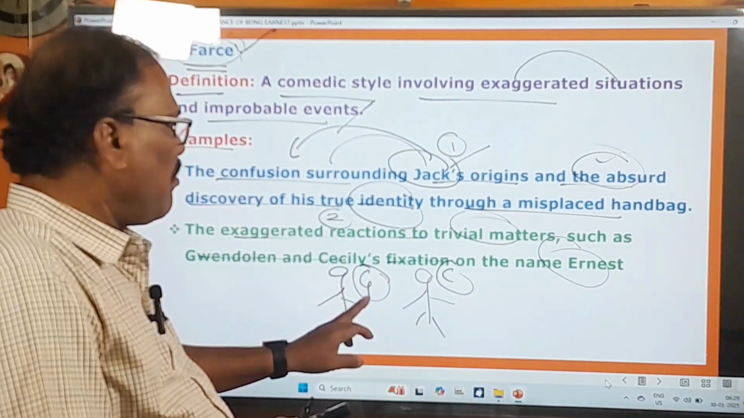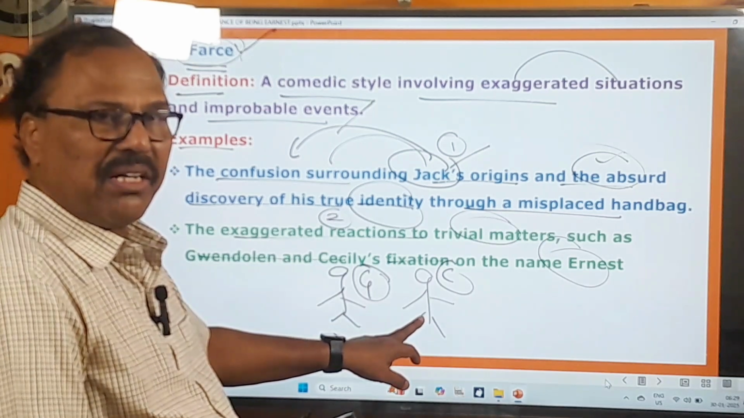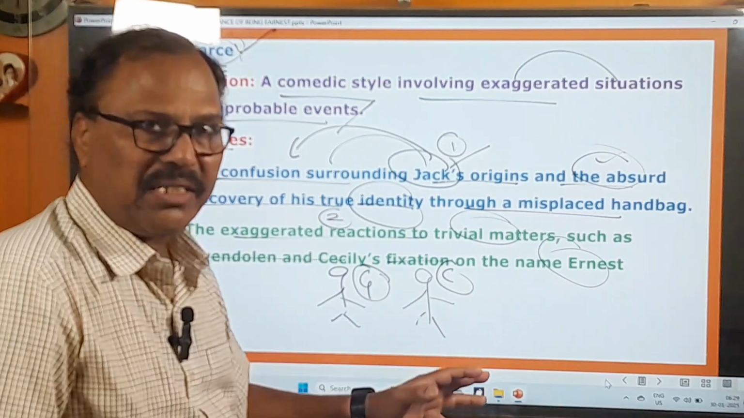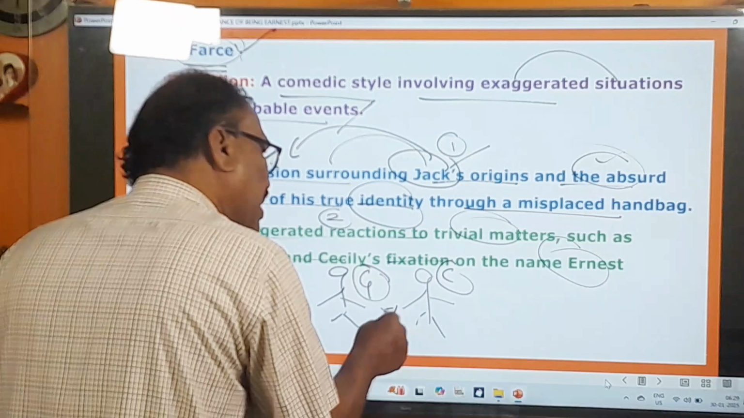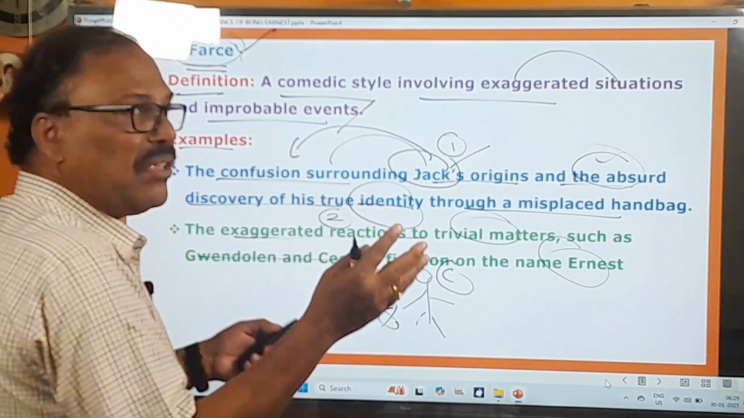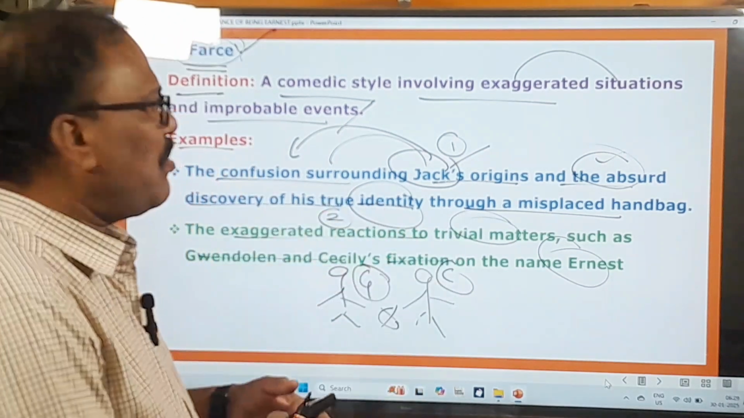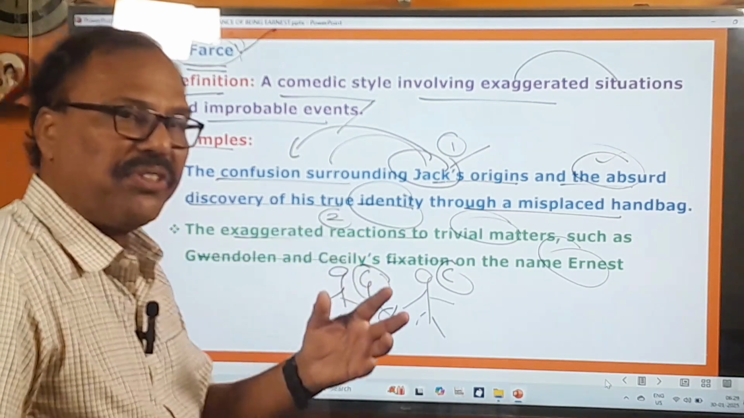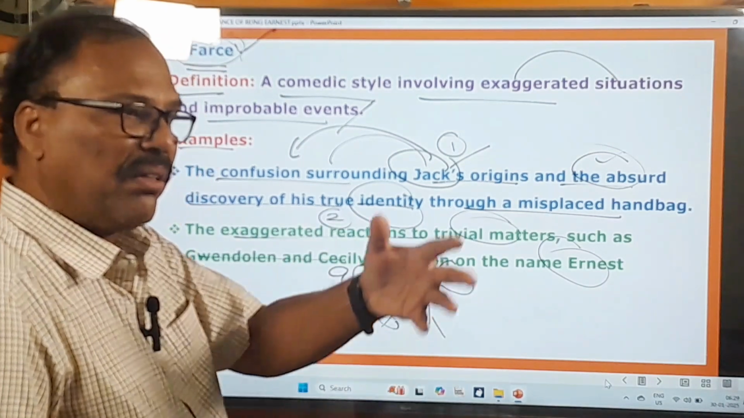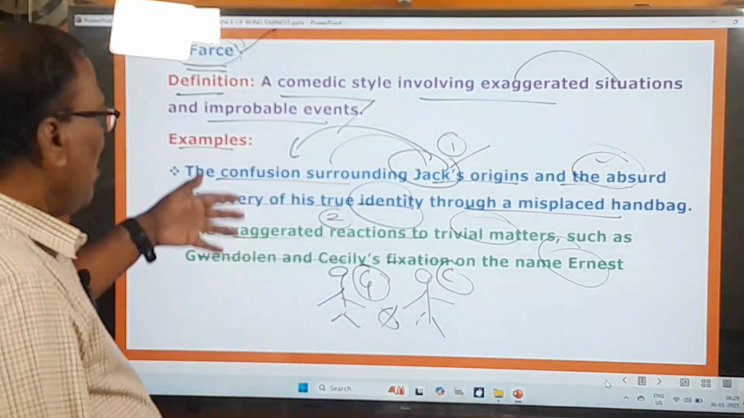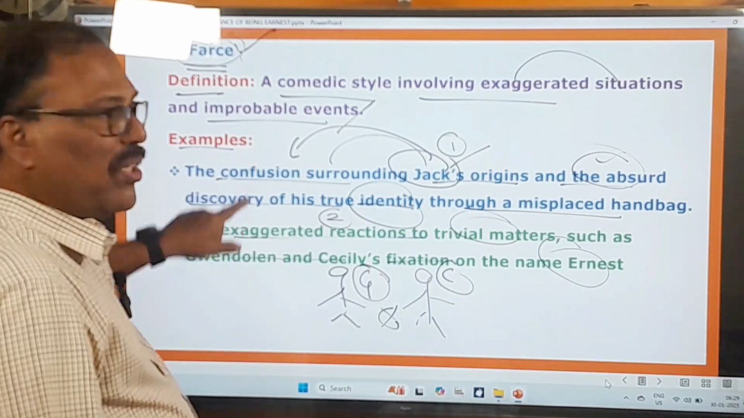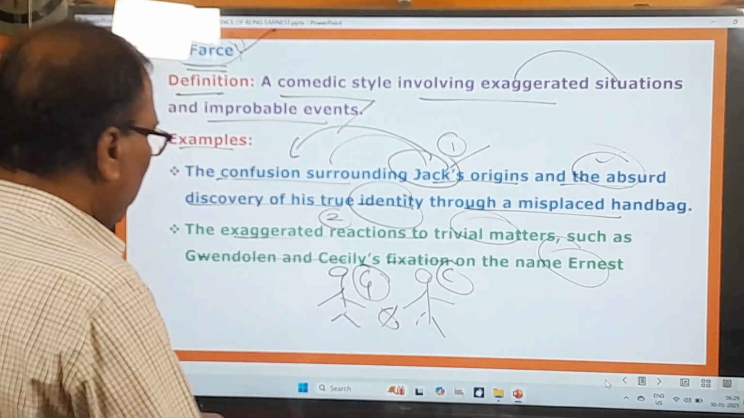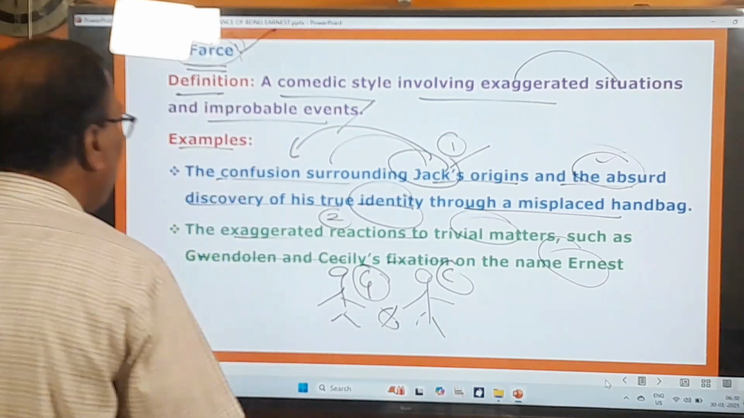She likes the name Ernest. She also likes the name Ernest. Both of them like the name Ernest. But towards this trivial matter, they give out a big reaction. So through this also, the dramatist tried to evoke laughter or comedy or humor in the audience. So these are the two absurd situations. They contribute to this farce, right? Now you move on to the next literary device.